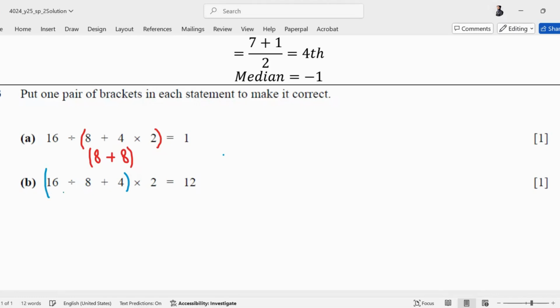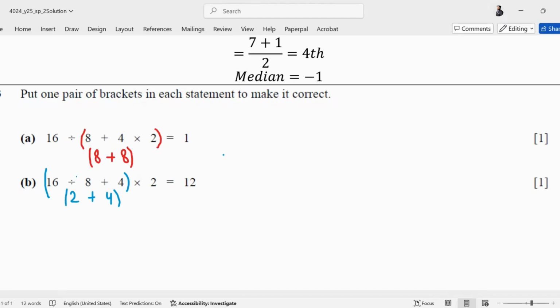Again, 16 will first divide by 8, which will give me 2. 2 plus 4 is 6, and then that 6 will multiply by 2, and the answer will be 12.